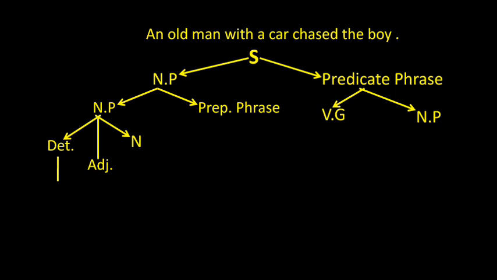Then the preposition phrase with a car is now divided into two: preposition with, and a car, which is a noun phrase. And this noun phrase can later be divided into another two: a car, that is determiner article a, and noun car.